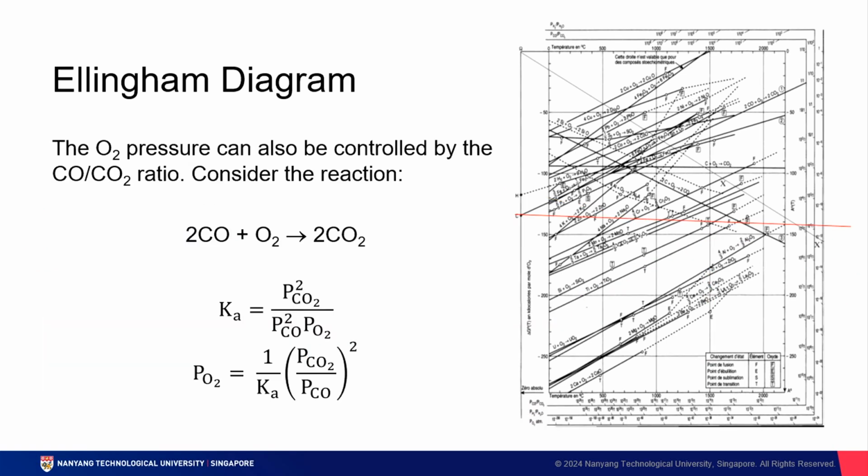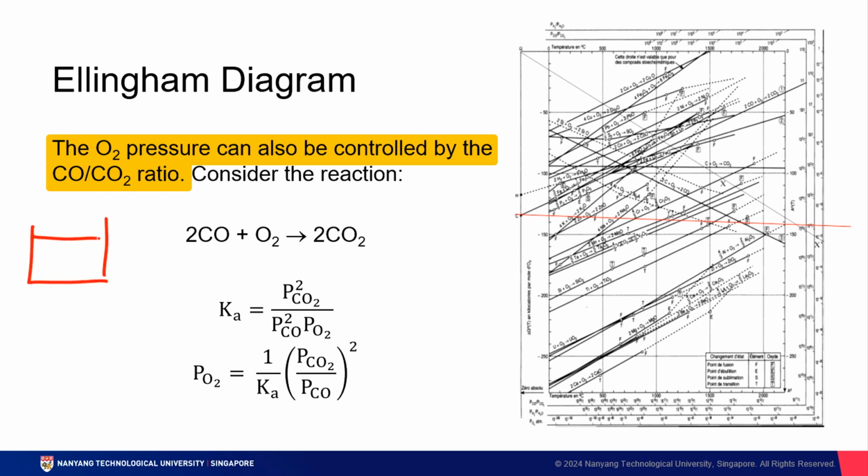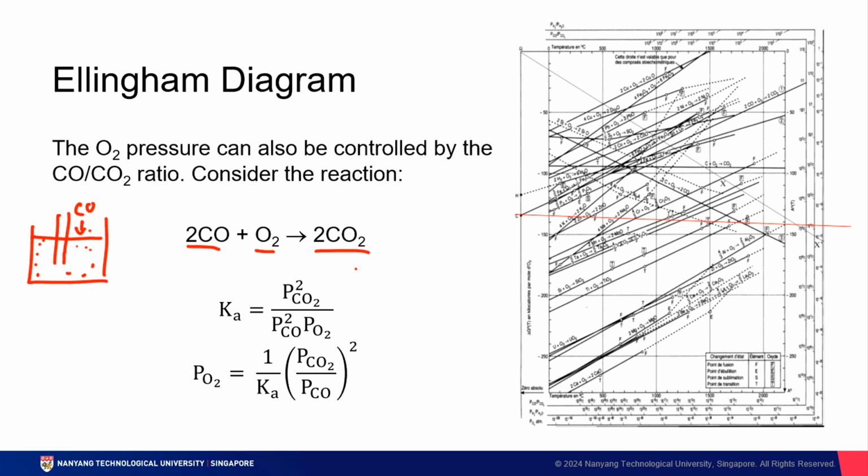Now the final method of being able to control the O2 pressure is by using carbon monoxide. By introducing carbon monoxide into the melt, it will react with the oxygen, forming carbon dioxide, which just goes into the atmosphere and reduces the oxygen pressure.